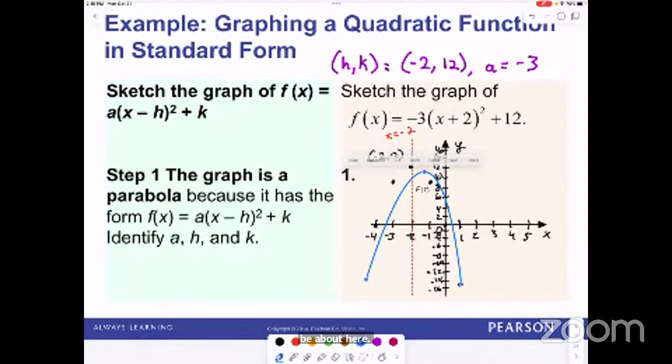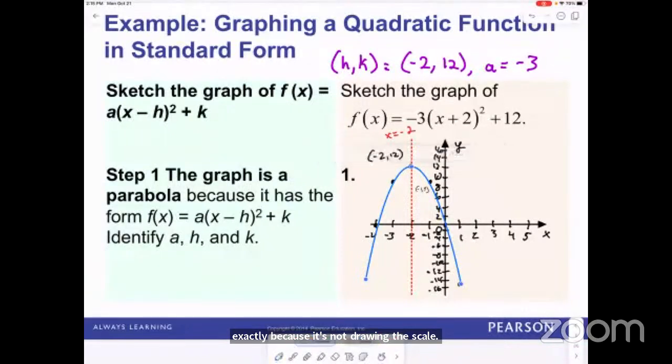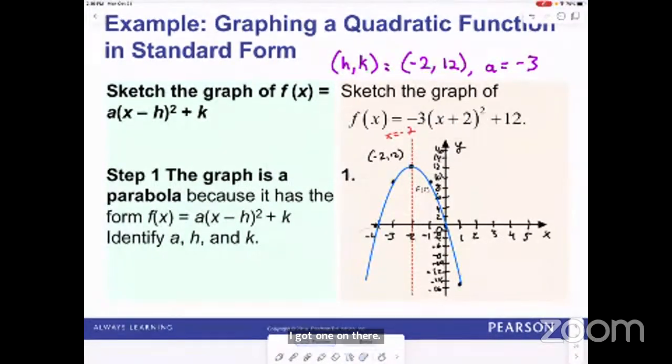And again, the reason the points aren't matching up exactly is because it's not drawn to scale. So what I'm going to do is just look like I got one. Yeah, that one. Okay, that's decent. Okay. So this was us drawing it by hand.